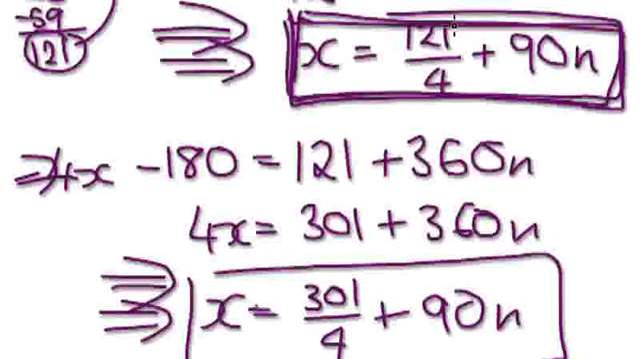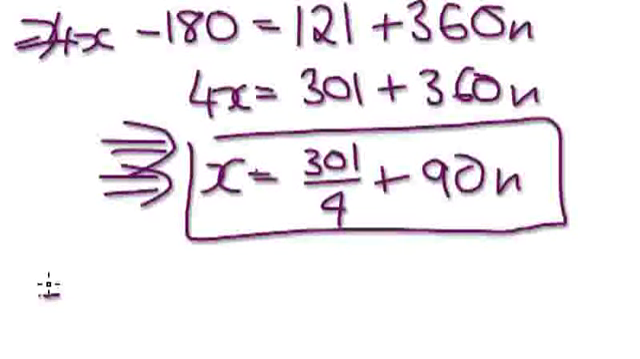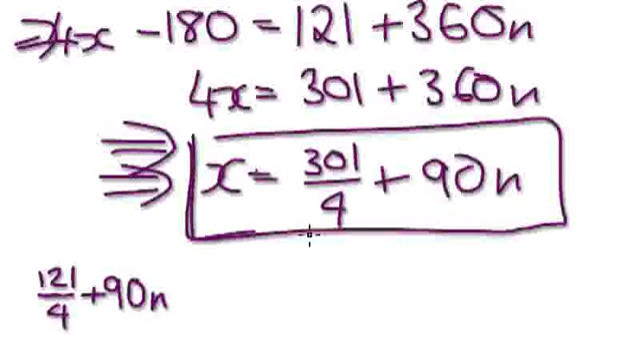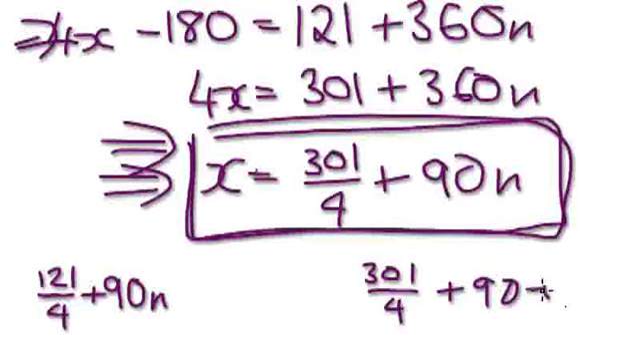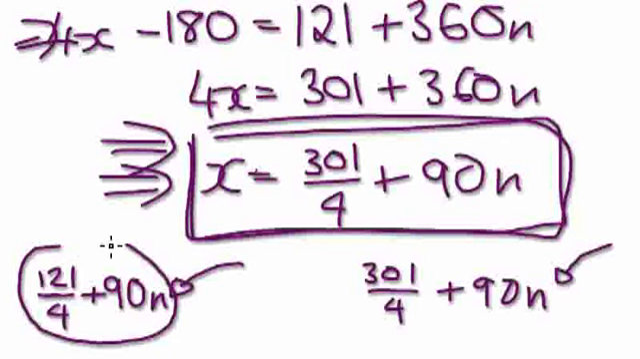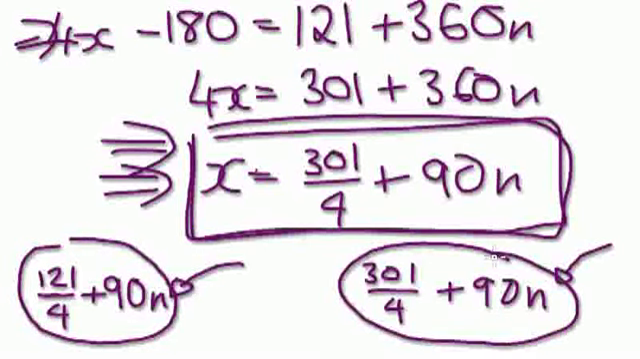So this one here is saying 121 over 4 plus 90n. Okay, and then the second set here would be 301 over 4 plus multiples of 90. Now remember, if you choose any n and put it into here and here, it will give us a solution. But the thing is, we want solutions where they're in the range of 90 and 100.